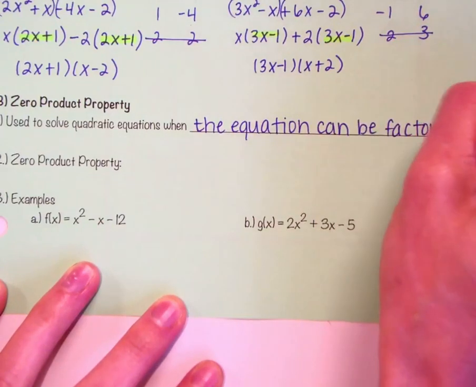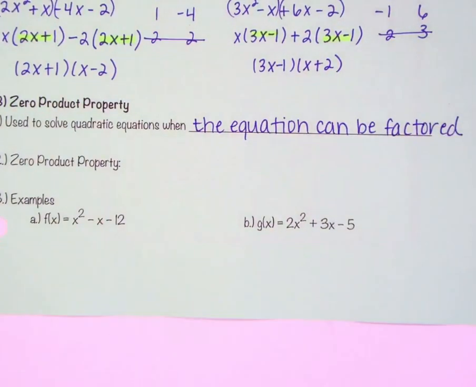So not everything can be factored. Factoring is much more efficient than the quadratic formula. The quadratic formula can always be used, but you guys have seen how it's just a little bit more work. So breaking it down like this is much more efficient.